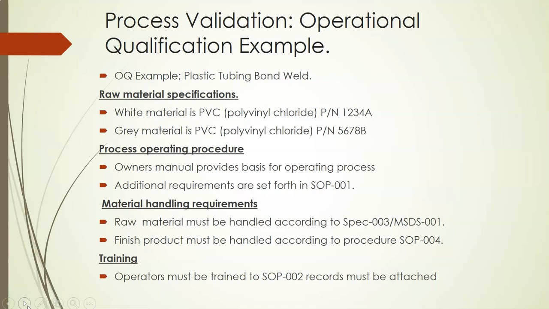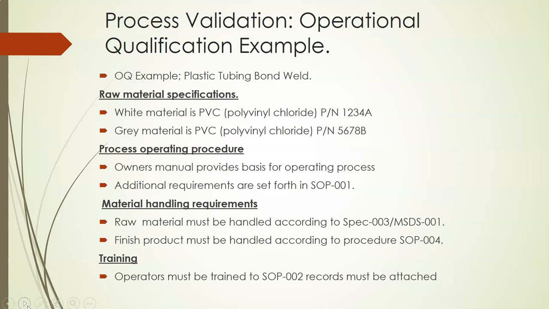So, here are the details that constitute an overall operational qualification. In our example, we need to consider the raw material specification. There are two pieces of PVC which need to be specified and therefore will become part of the overall validated process. In our example, we state the white material is PVC, polyvinyl chloride, part number 1234A, and the grey material is PVC, polyvinyl chloride, part number 5678B. This will be the material that will be used in the process validation.